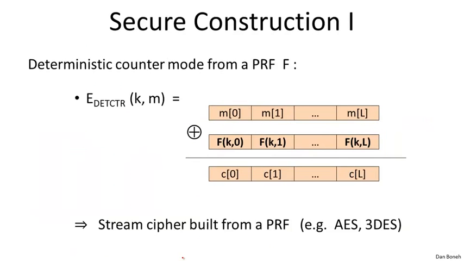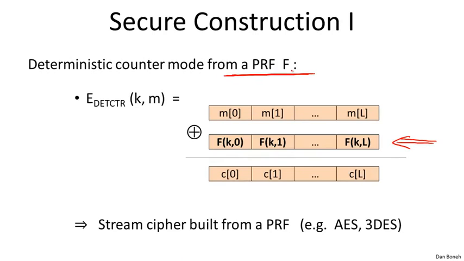Well, here's a simple example. What we could do is use what's called deterministic counter mode. In deterministic counter mode, basically we build a stream cipher out of the block cipher. So suppose we have a PRF, F. Again, you should think of AES when I say that. AES is also a secure PRF.